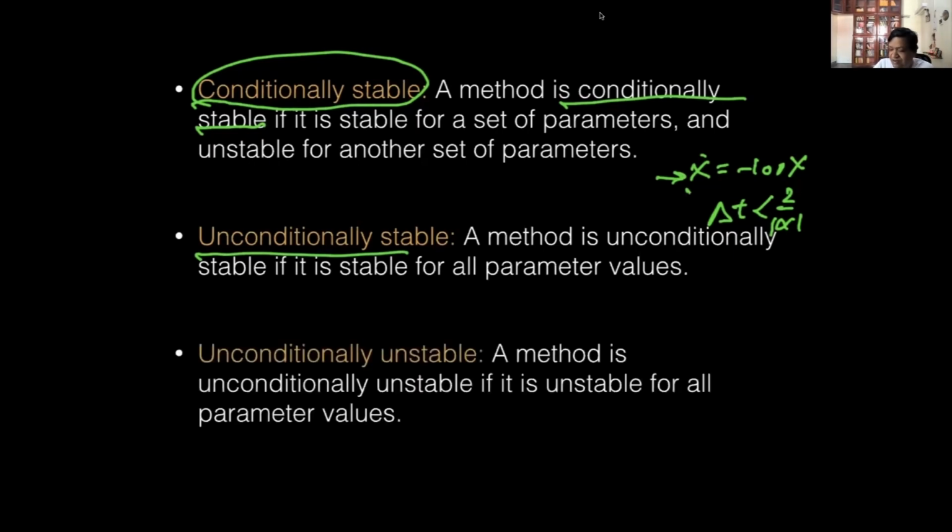Now, unconditionally unstable is if it is unstable for all delta t. Of course, the Euler forward scheme is unconditionally unstable for this equation. Okay, this is pure imaginary and it's unconditional. Any delta t I choose is going to explode.